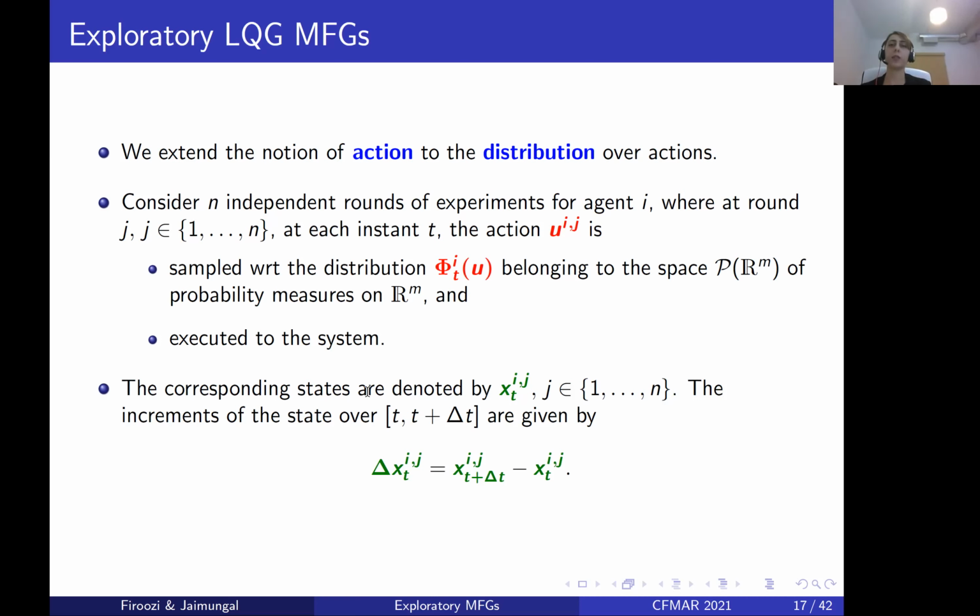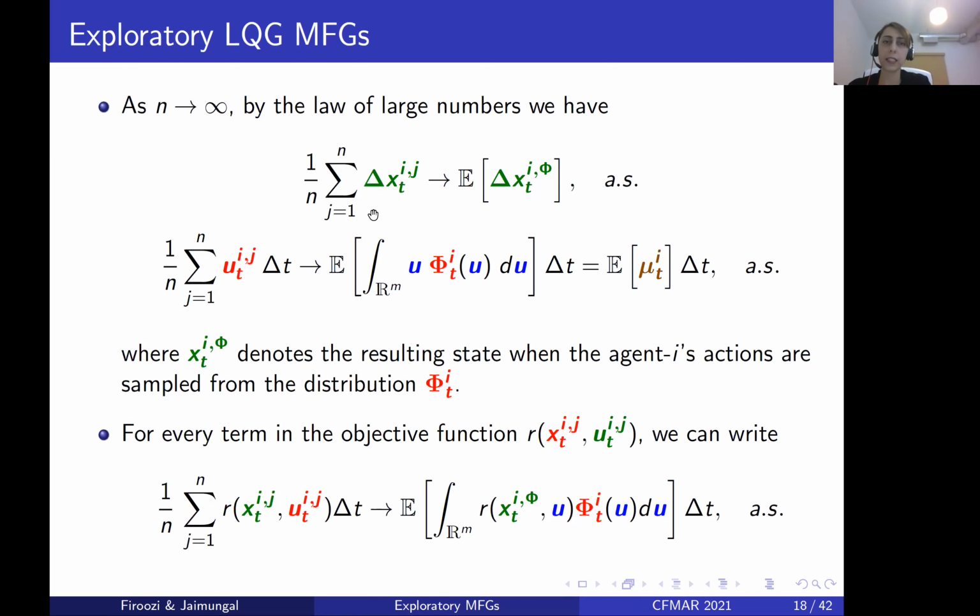If we repeat this procedure for all the times in round j, then we will be able to form these increments for agent i's state. And then we take the average of these state increments over the n rounds of experiments that we have. As the number of rounds goes to infinity, we can show, based on the law of large numbers, that this converges to the expected value of the state increments. Here, the superscript phi denotes that this state is a result of the actions that have been sampled with respect to the distribution phi and applied to the system.